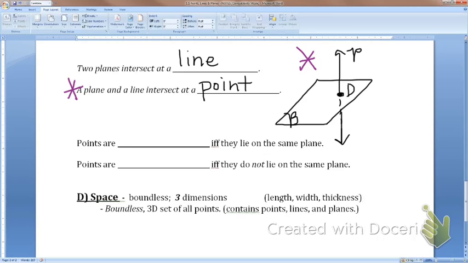Alright, so we can say if we have points that are on the same line, we knew that they were collinear. So if I have points that are on the same plane, we use this word coplanar. Again, co means together, and you see the word plane in planar. So if points are on the same plane, they are coplanar. Likewise, if points are not on the same plane, they're going to be non-coplanar. Not on the same plane.